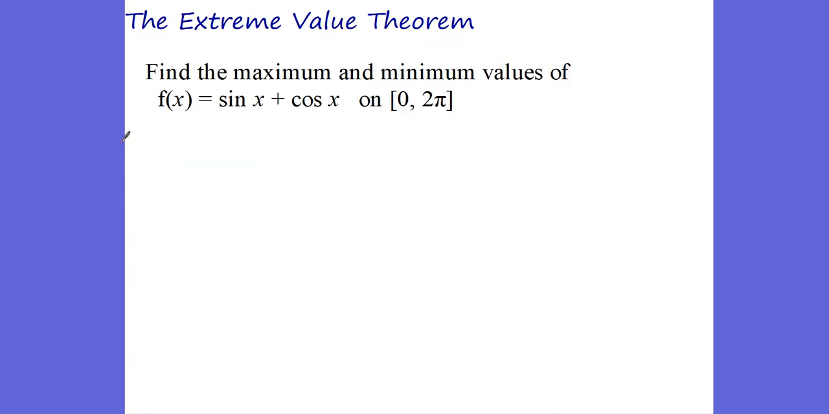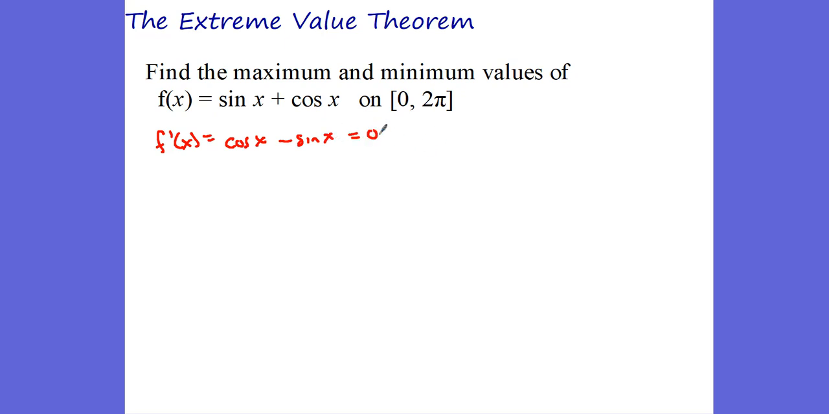So here it says find the minimum and maximum values of this function f of x is equal to sine of x plus cosine of x between the interval of 0 and 2 pi. And so what do we want to do? We have f prime of x is equal to the derivative. What's the derivative of sine of x? It's cosine of x, plus the derivative of cosine of x, which is minus sine of x.